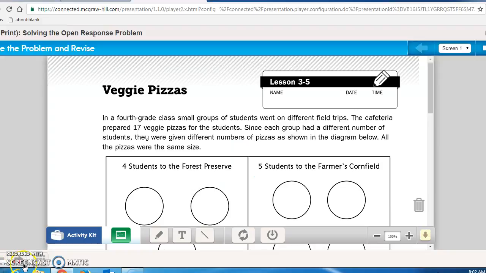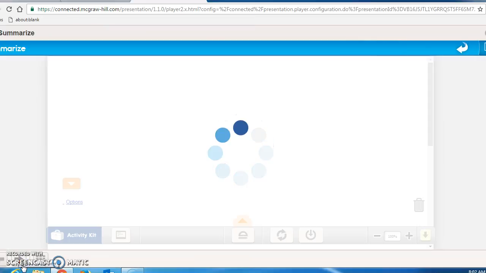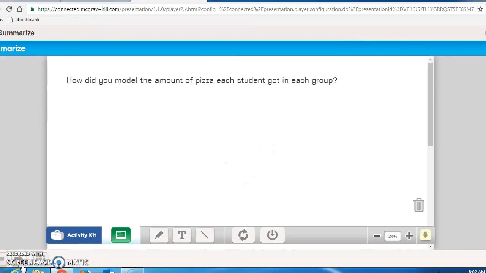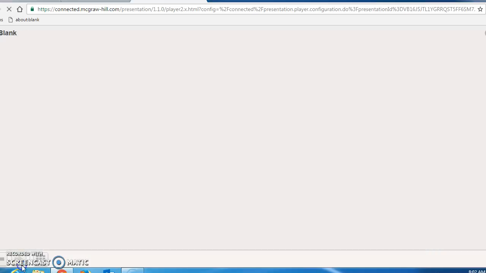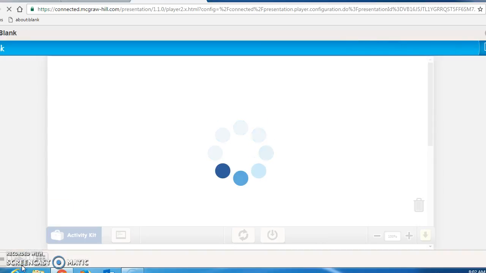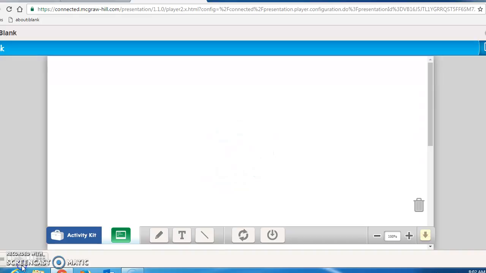So again, this is just showing your worksheet that you are working on. How did you model the amount of pizza each student got in each group will be one of the questions I'm expecting you to answer with me. And that's the end of lesson 3-5.